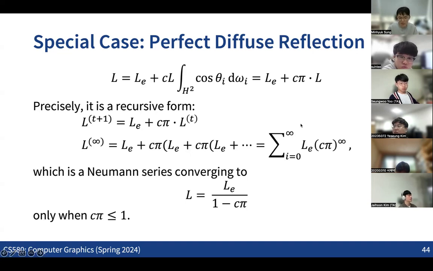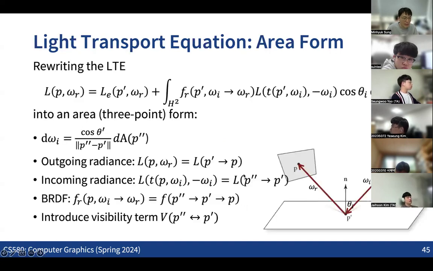For most cases, it will not be possible to have an analytic solution, and that's why we are also going to have a Monte Carlo estimate for the light transport equation. As we have seen in the previous slide, let's convert this LTE into the area form. We converted the sampling based on solid angles into sampling with the points over the area, so we can do the same thing in this case. We are now rewriting this LTE into the so-called three-point form. First, we are replacing the differential solid angle with the differential area, as we have seen in the previous slide. This is exactly the same.